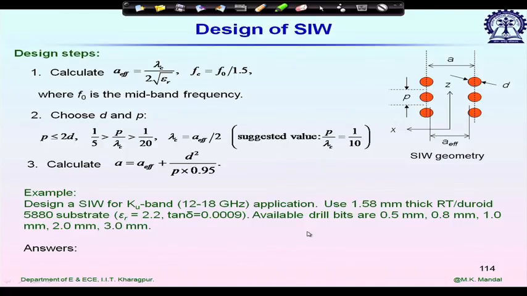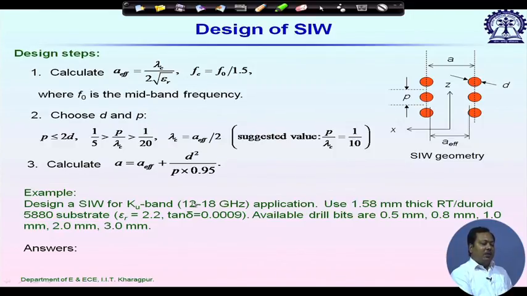So you have to choose a proper drill bit and then fabricate your structure. For that you have to calculate D, P and A. We can utilize these three steps and calculate one by one. So what should be the first step? The first step is the calculation of A effective. Now the band of operation is given as 12 to 18. So the mid band, where we will keep the attenuation minimum, is 15 gigahertz. So FC is 15 by 1.5, which is 10 gigahertz. Then calculate A effective at 10 gigahertz. Once you have that, you can calculate the D value and P value.